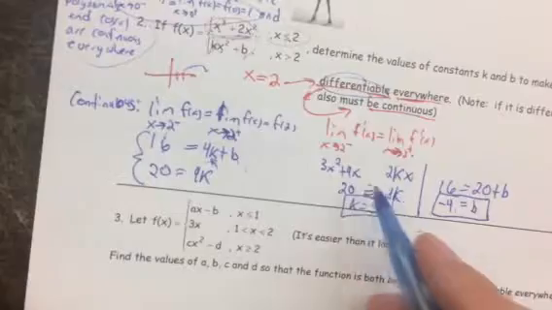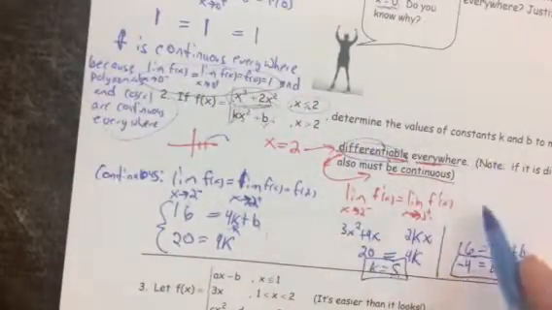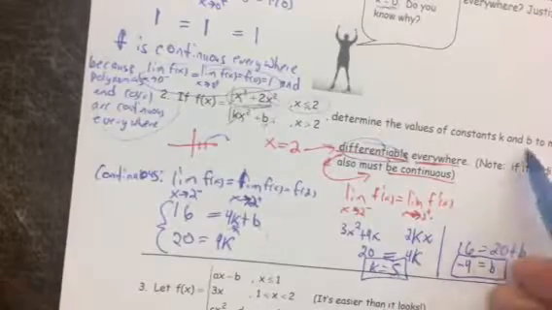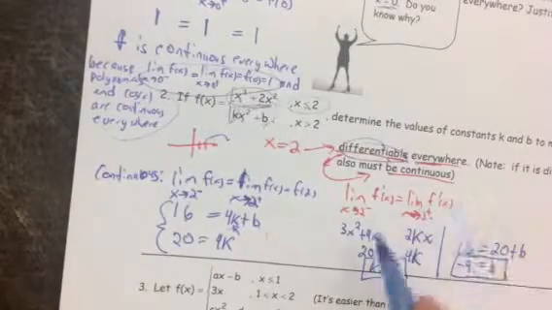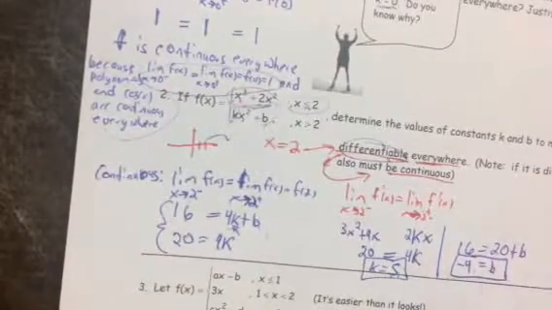After doing a long problem like this, I like to reread and make sure I've actually answered the question. Determine the values of the constants k and b. K is 5, b is negative 4. To make the function differentiable everywhere, these are those values.